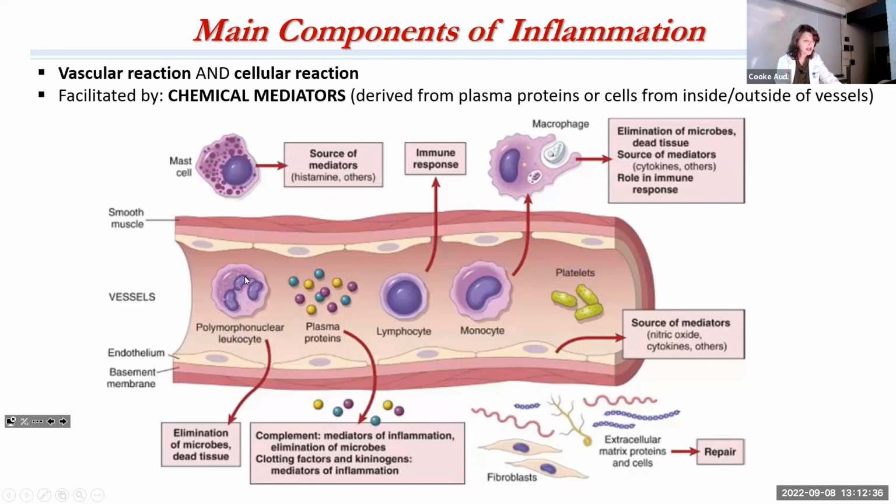On the other hand, the cellular reaction involves the polys, the polymorphonuclear leukocytes, which will pass through these gaps between the endothelial cells and go to the tissue, where they lead to elimination of microbes in that tissue. Other participants in this cellular reaction are the plasma proteins, and among them complement and clotting factors. Lymphocytes also participate, and also monocytes leave the vessel and go into the tissue, and they become the macrophages. And not only are they a source of mediators and have a role in the immune response, but they also help with the elimination of microbes in that tissue. And this schematic shows you the process of repair, which takes place afterwards.